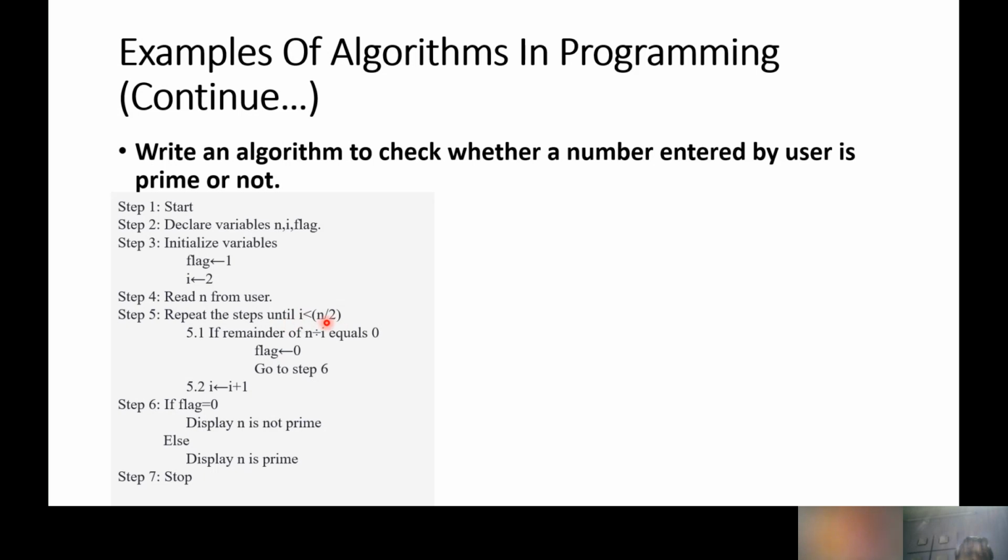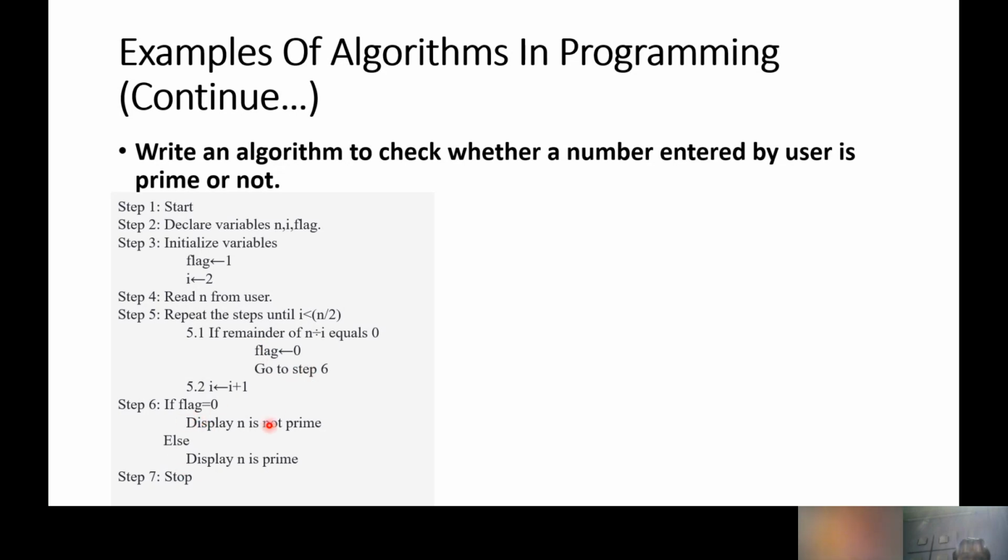Instead of this, we can use the condition I is less than n also. That is n, which shows up to 9. 10 is divisible by 2 to 9, we need to check for that. And that is why it's a loop. Repeat the steps until I reaches n by 2. If the remainder of n divided by I equals 0, flag is 0, go to step number 6. That shows that the number is divisible, or not a prime number, go to step 6.